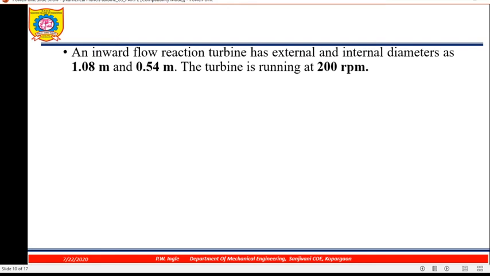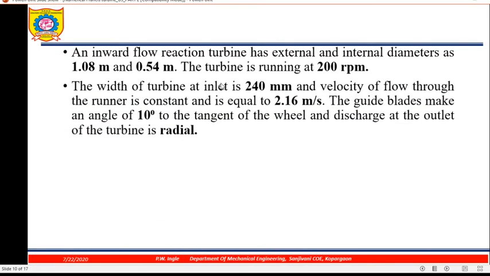So now we'll solve some numericals on Francis turbine. The inward flow reaction turbine, or Francis turbine, is the same. The inward flow reaction turbine has external and internal diameters of 1.08 meter and 0.54 meter. The turbine is running at 200 rpm. The width of the turbine at inlet is 240 mm, and the velocity of flow is constant and equal to 2.16. The guide plate makes an angle of 10 degrees and discharge at outlet is radial.